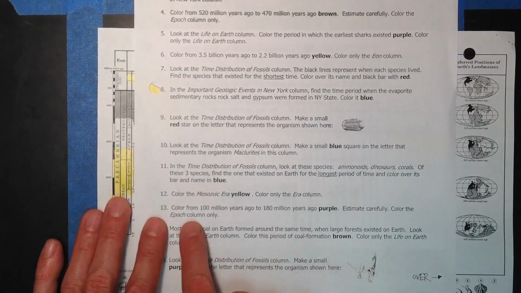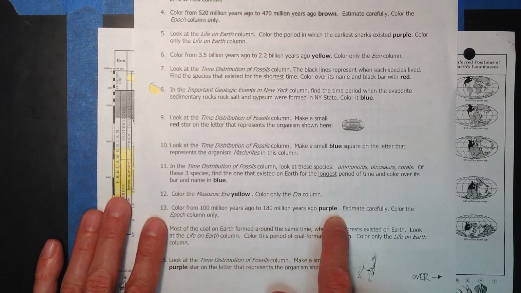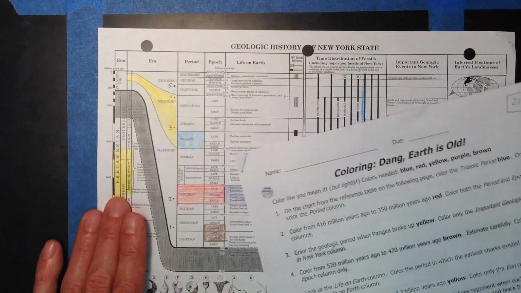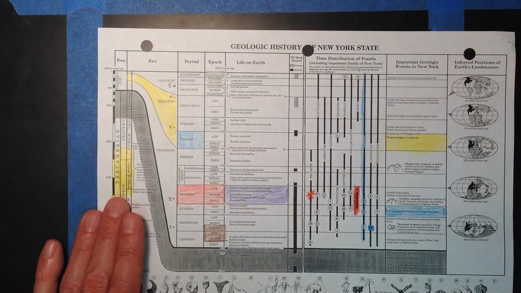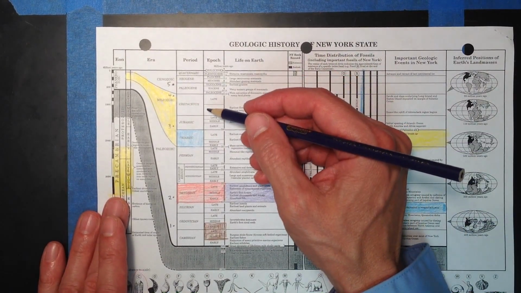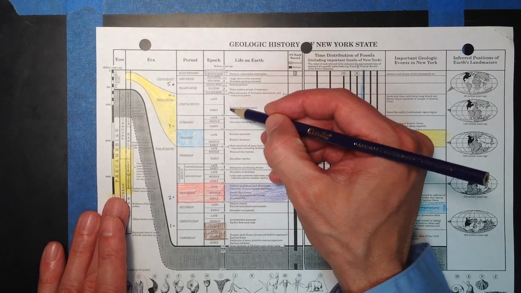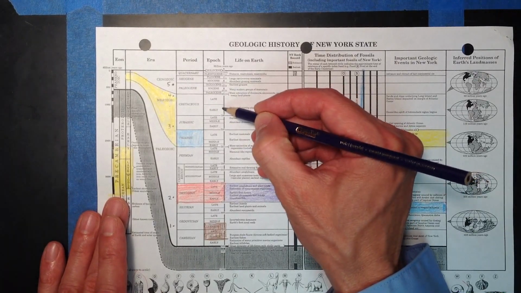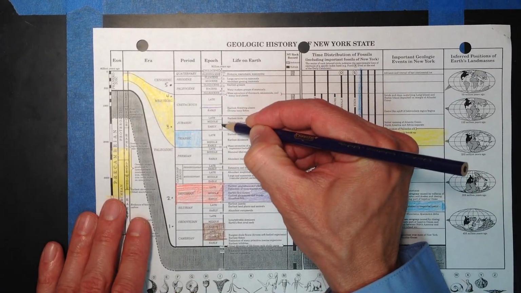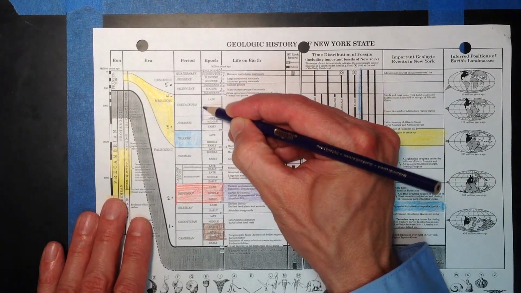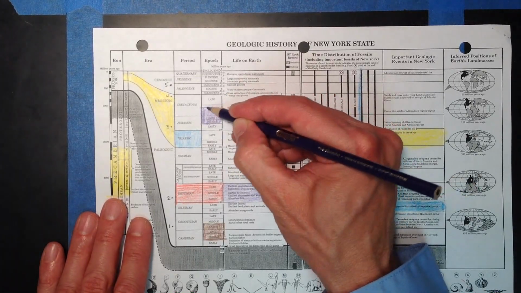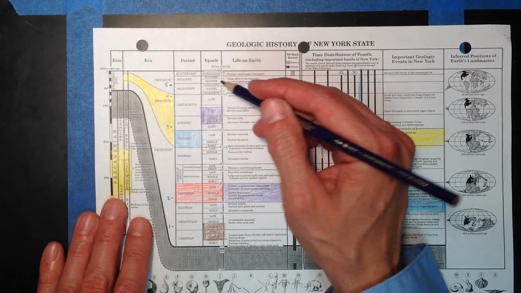13. 100 million years ago to 180 million years ago. Purple. Estimate carefully. Epoch column only. 100 to 180, and I'm doing it purple. So 100 may be somewhere in here, about, to 180 maybe to about there. And I'm coloring this column here. So these are the numbers you have to use; again, these are millions of years ago.